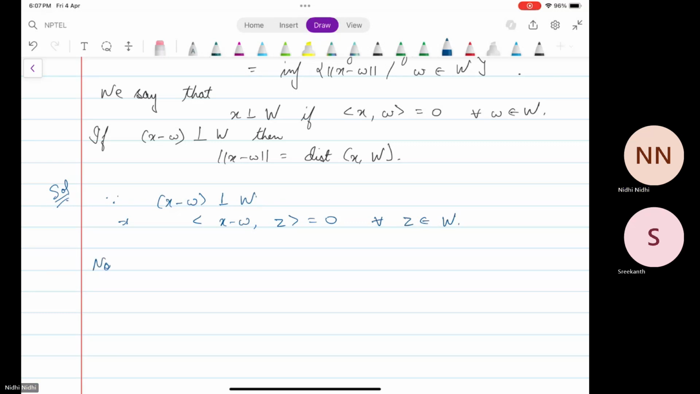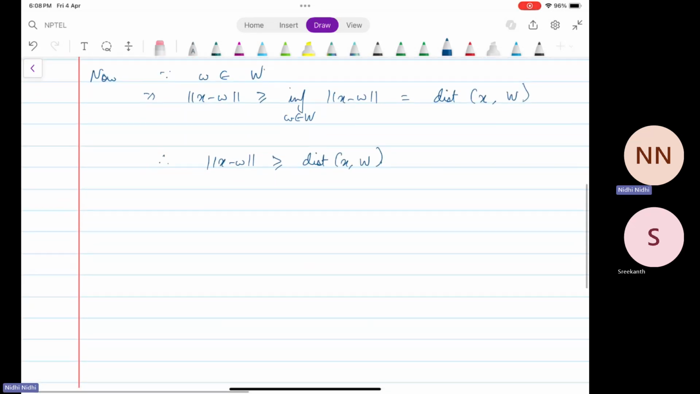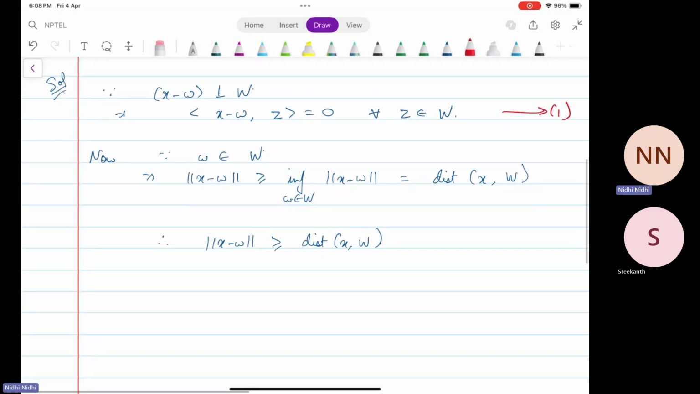Now, since w belongs to W, norm x minus w is obviously greater than or equal to the infimum of norm x minus w, which is by definition the distance. So we have one side of the inequality. If we prove that this norm is less than or equal to the distance as well, then we'll get the equality. Let's mark this one as equation 1.